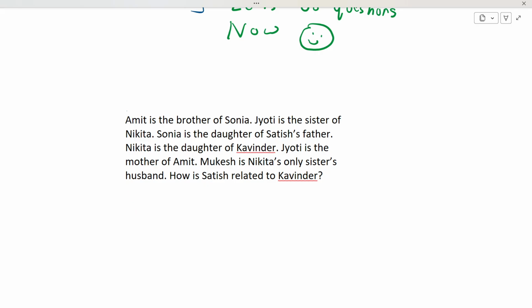Amit is the brother of Sonia. So let's write it down over here. There is a guy named Amit because it's saying Amit is the brother of Sonia. Jyoti is the sister of Nikita. Now Jyoti and Nikita, no relations given over here. Sonia is the daughter of Satish's father, right? That means there's a person named Satish. सतीश नाम सुन के लगता है कि किसी मेल का नाम होगा, but since we don't know the gender, we will say it is a person. So Sonia is the daughter of Satish's father. तो सतीश के जो फादर है, सोनिया उनकी बेटी है. तो यहाँ से सोनिया का जेंडर हमें पता लग गया.